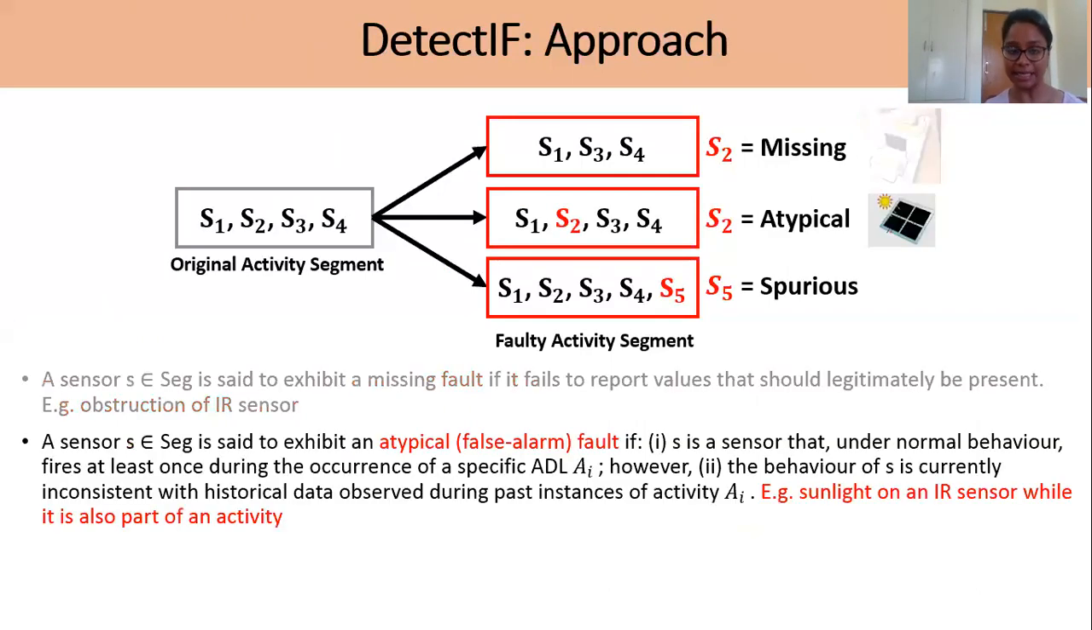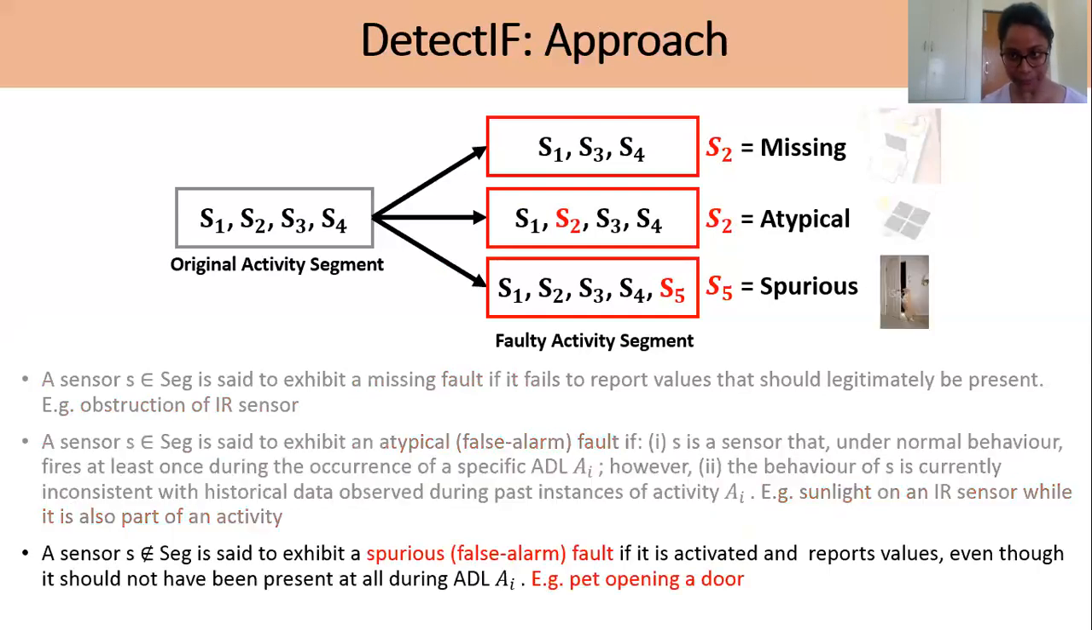The second is atypical. If you remember the sunlight example, S2 was present. Now it is also present in the faulty segment, but it is not giving the right value. It is giving some sort of spurious value. So even though it is getting activated, it is giving a spurious value. It is not a typical fault, so we call it an atypical fault.